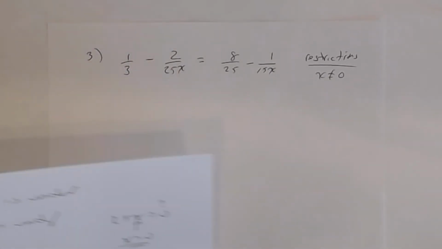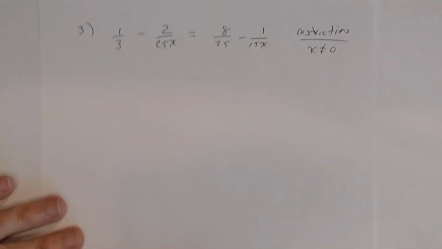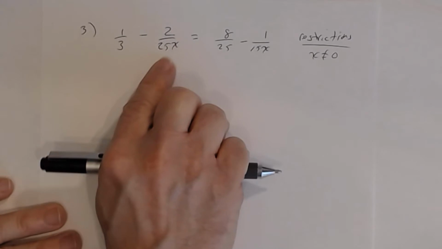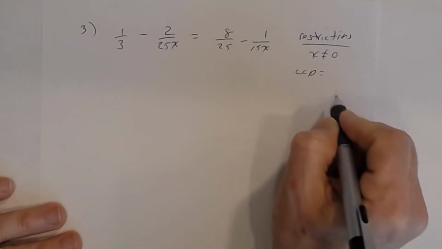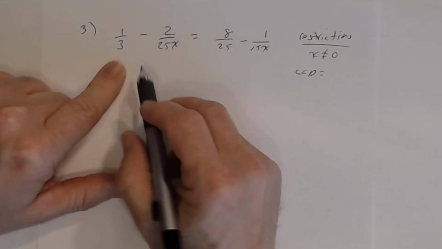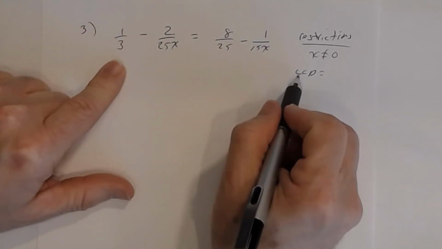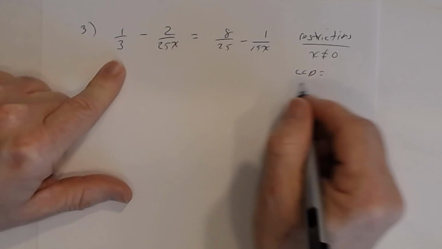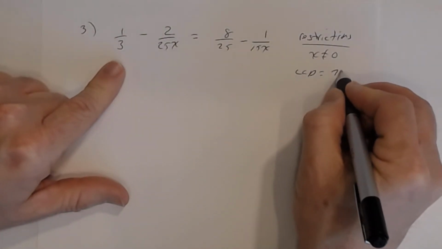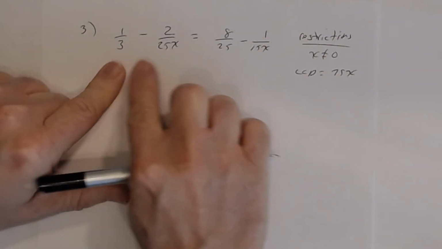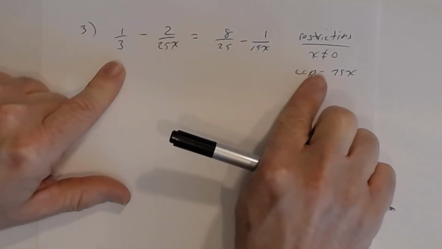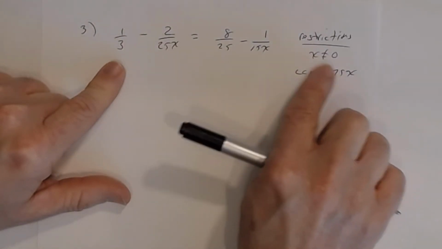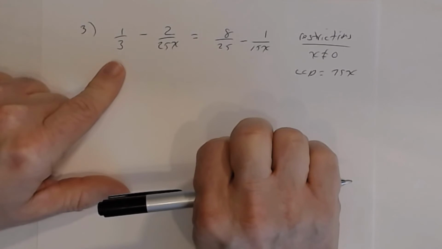Okay, now here's the next thing. These are monomial factors, that's the easy kind, so it's easy to find the least common denominator now. The smallest expression that 3, 25x, 25, and 15x all go into is 75x. 3 goes into 75, 25 goes into 75, 25 goes into 75, and 15 goes into 75.